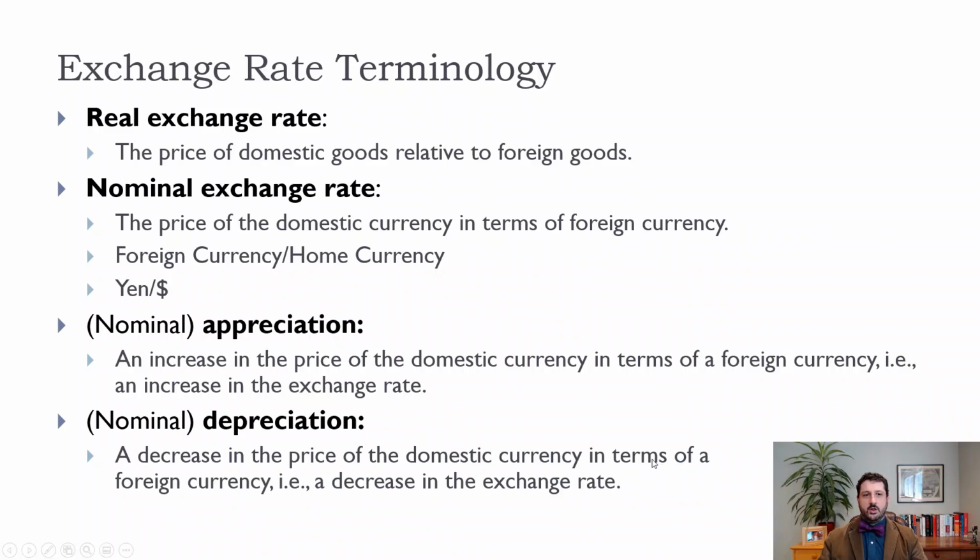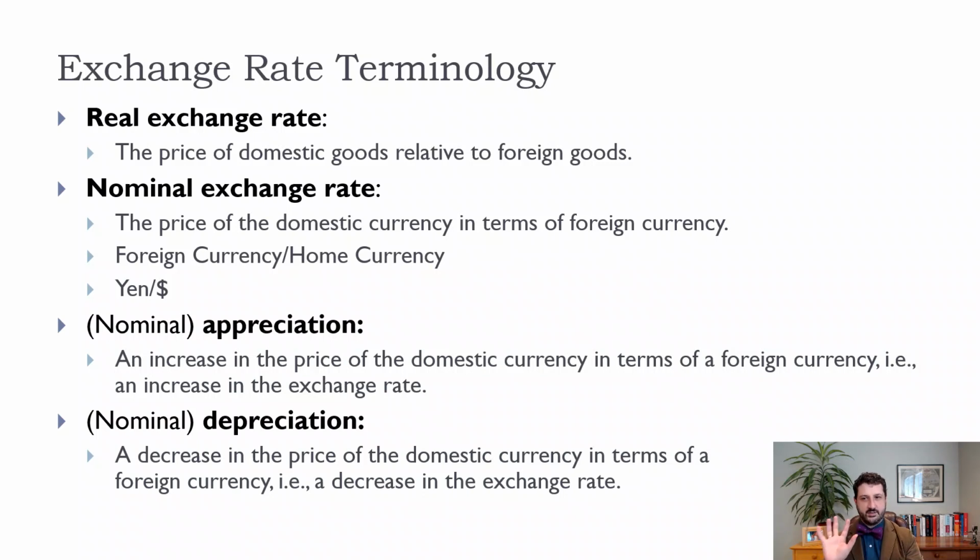So just some terminology, first of all. We said the real exchange rate is the price of domestic goods relative to foreign goods. And we'll use epsilon as our real exchange rate. The nominal exchange rate, which we'll just call E, is the price of currency in terms of foreign currency. So domestic currency in terms of foreign currency. I find that way to explain it a little bit confusing.